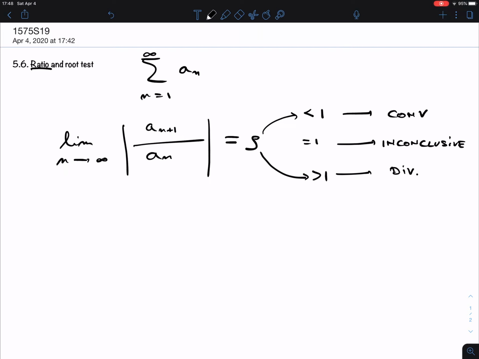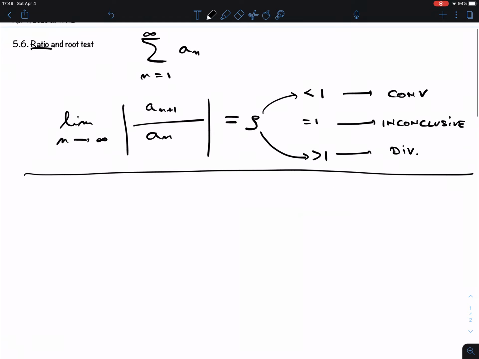So be careful. If you get a limit that's equal to 1, that means you were using the wrong test. The ratio test is not the correct test for this particular series. Hopefully you don't get into this situation, but it could always happen. But it's best to see this work using some examples. I'm going to start with an easy example.